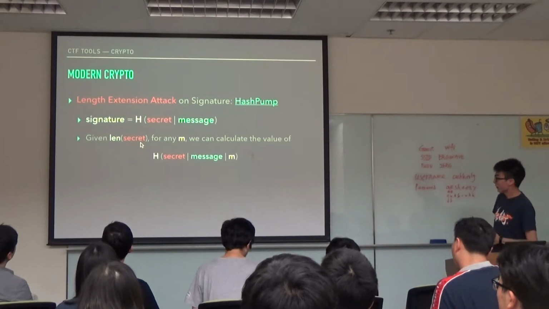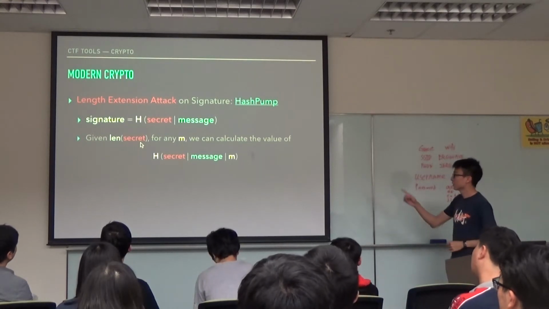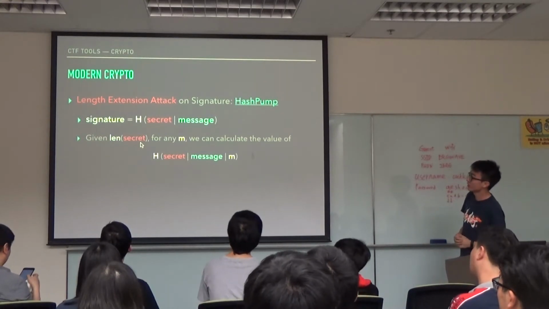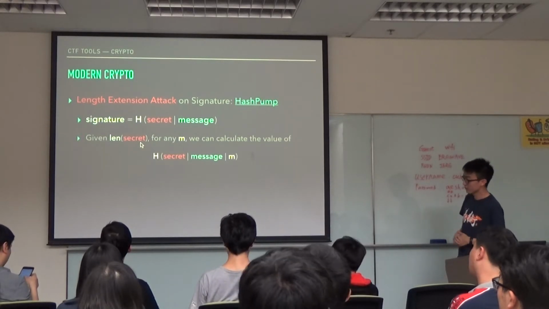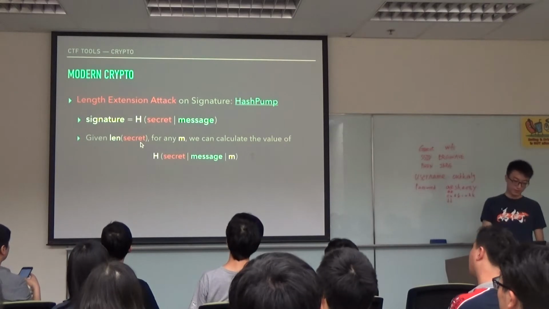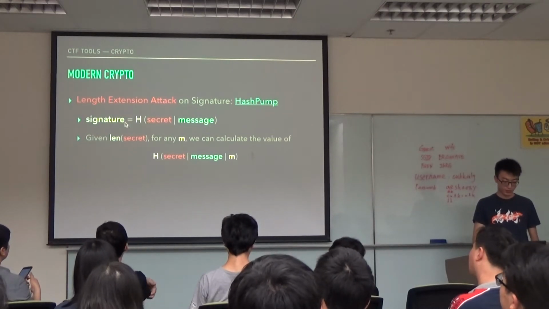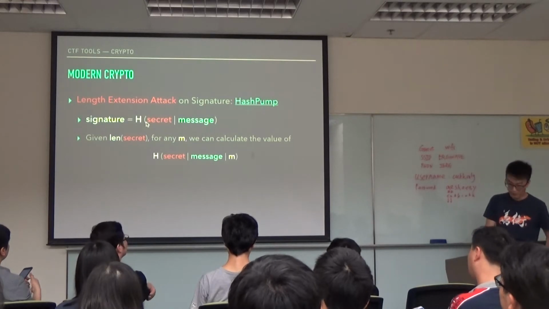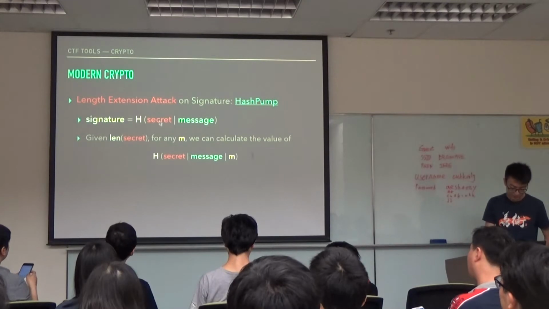So the hash function is usually used to generate signatures. Here, the H is a hash function, and the secret is the secret key. The message is just appended to the tail of the secret key, and the signature is just a hash of this string.